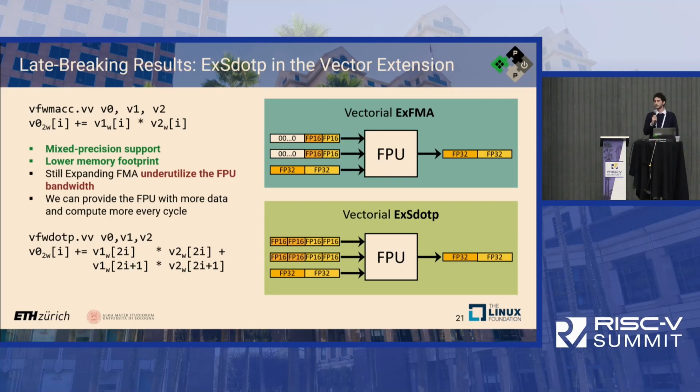Finally, we have been looking at the vector extension of RISC-V, because there we actually have an instruction that is capable of doing mixed precision operation, which is the widening multiply and accumulate. It can take advantage of the lower memory footprint of such formats, but it underutilizes the FPU bandwidth. So we have a double precision FPU. We will have 3 inputs. Each of them will be 64 bits. And if we do an expanding FMA, 2 of them will utilize only 32 of these 64 bits. So what we could do here is actually provide the FPU with more data and do more computation at the same time, which we can achieve with our expanding sum of dot product.